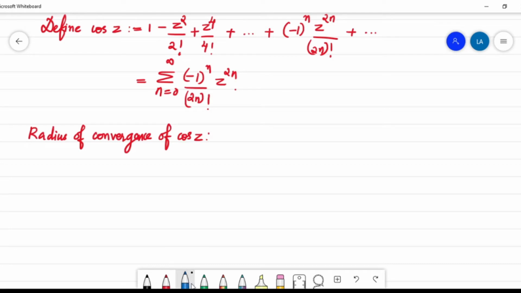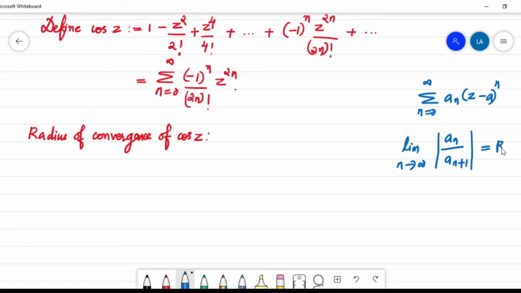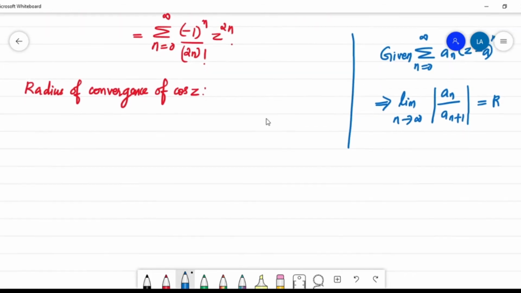By an earlier proposition, we said that if we have the power series summation n equal to 0 to infinity a n into z minus a the whole raised to n, and if limit n tends to infinity modulus of a n divided by a n plus 1 exists, then that will be equal to the radius of convergence of this power series. This was a proposition which we had earlier seen.